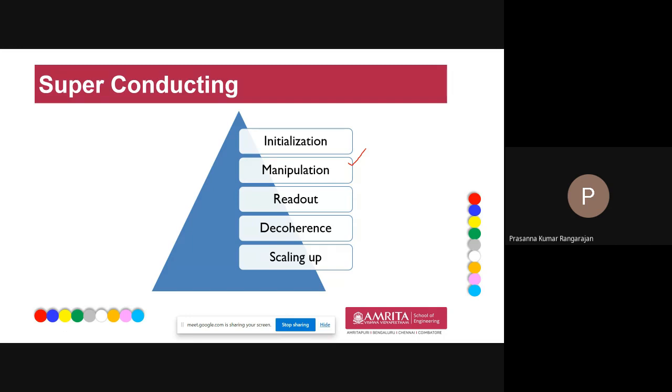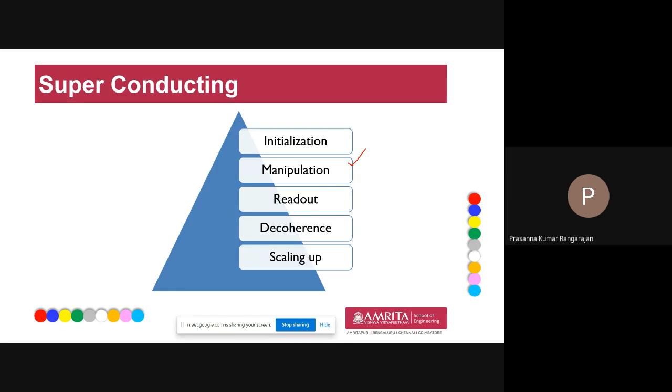So we use microwaves or some electromagnetic signals to read out the output generated by those gates. Once that is read, we go for the concept called decoherence. This is the key challenge in using superconducting qubits. Decoherence occurs when qubits are entangled with their environment, causing their quantum states to collapse into a classical state. There are two states: one is the quantum state, another one is the classical state.